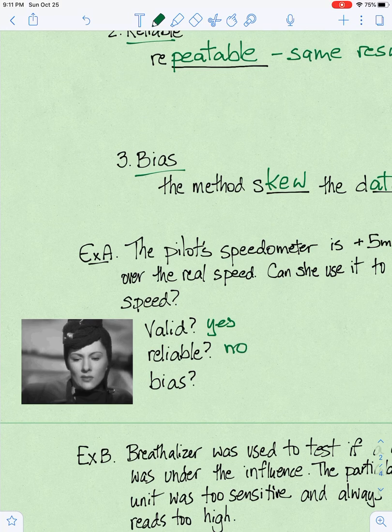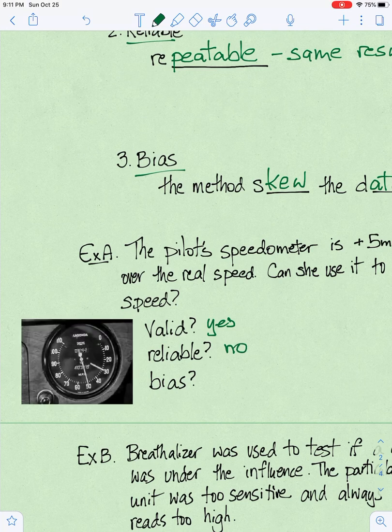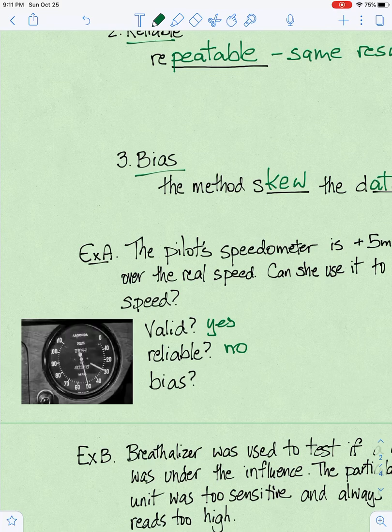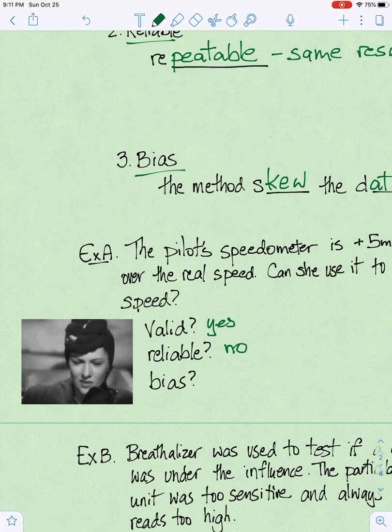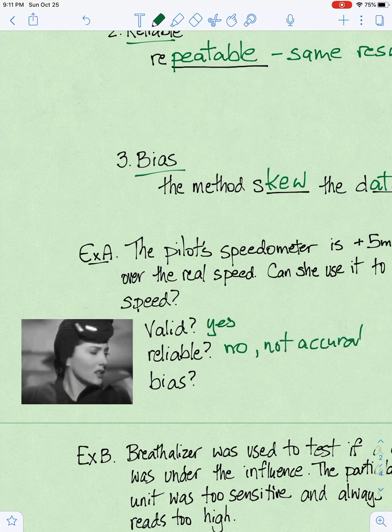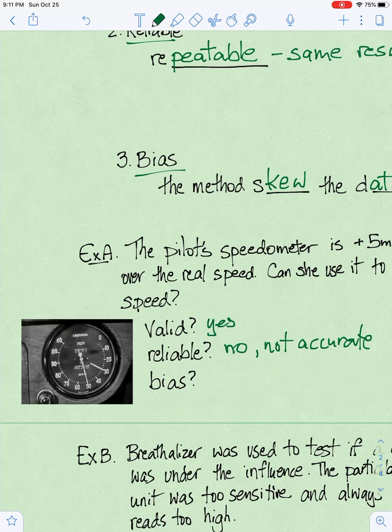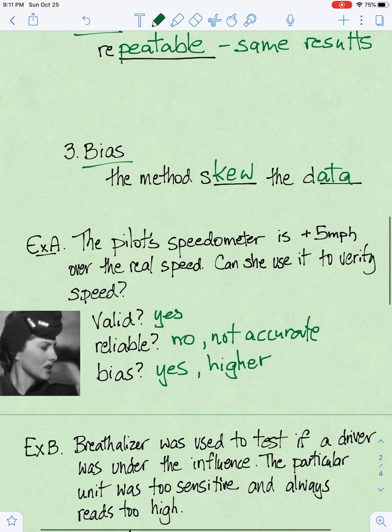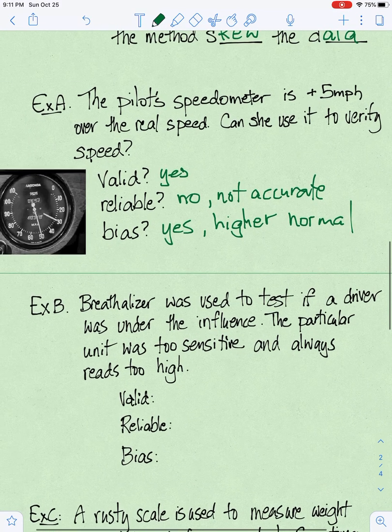Is it reliable? Our first inclination is to say no, and I would take no as the right answer here, because it is not giving us the accurate speed. So it's not accurate. Is there bias? Yes. It is always giving it as higher than normal.